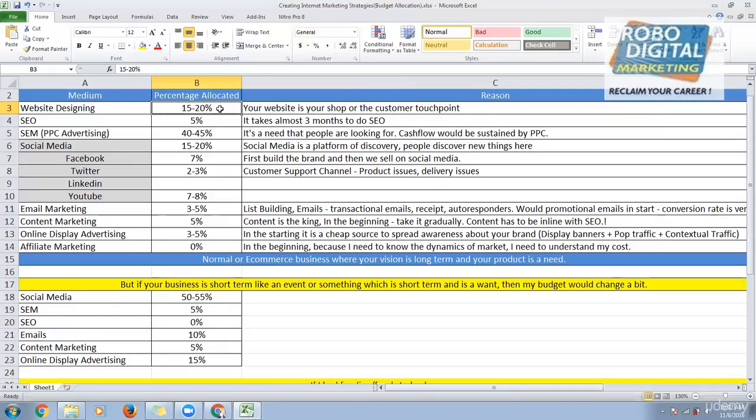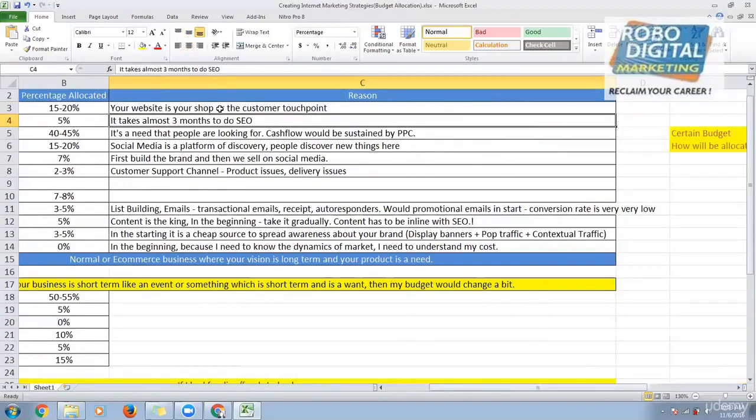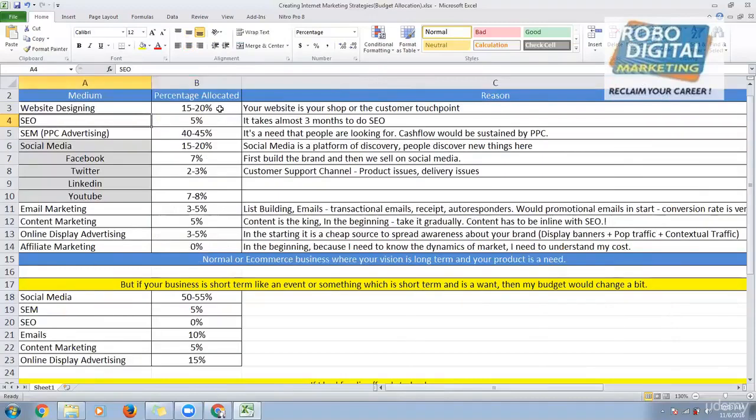Second is SEO. I give SEO 5%. Why 5%? Some of you also gave 10%. The reason is SEO is a slow process, so it will take time. And after investing, we cannot wait a lot.